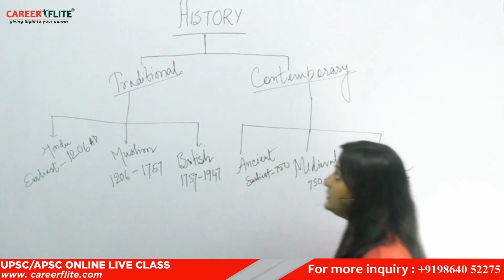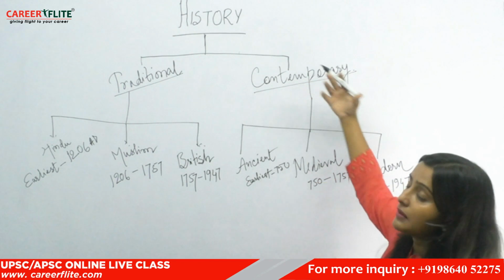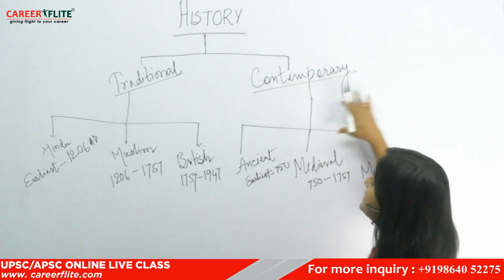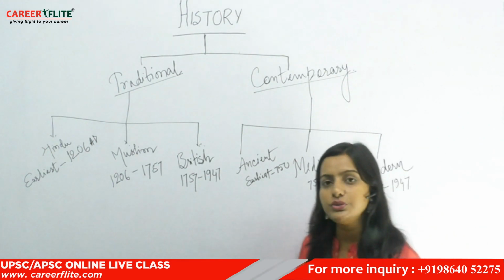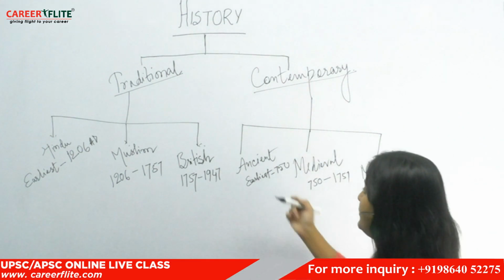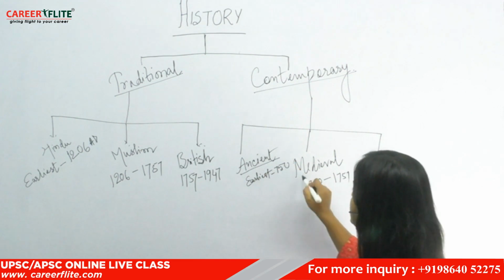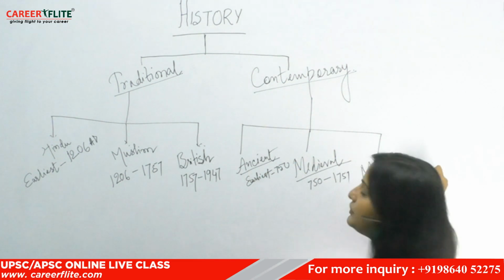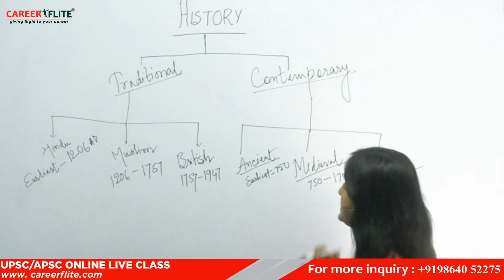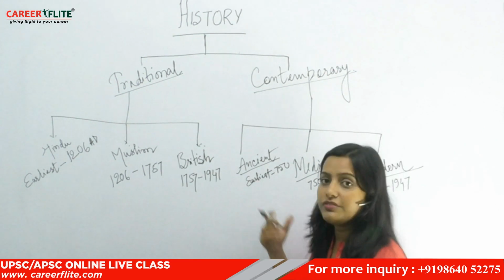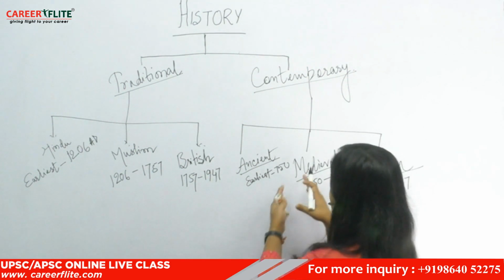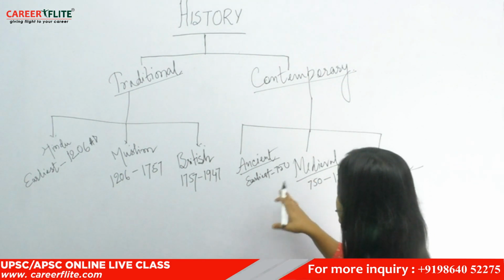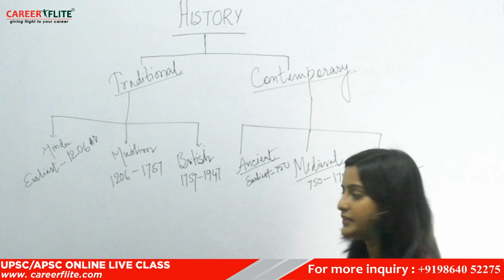Now, the next classification is the contemporary classification, by which we can divide Indian history into again three parts. The first one is the ancient, second one is the medieval, and the third one is the modern. Now, when we see the ancient part of history, it starts somewhere in the earliest part, and then it is regarded to have ended in 1750 AD.